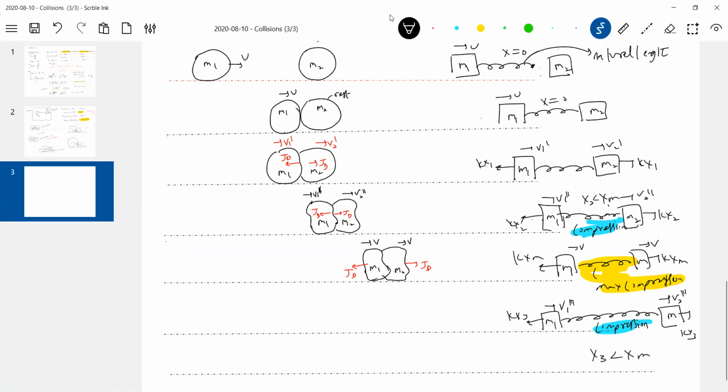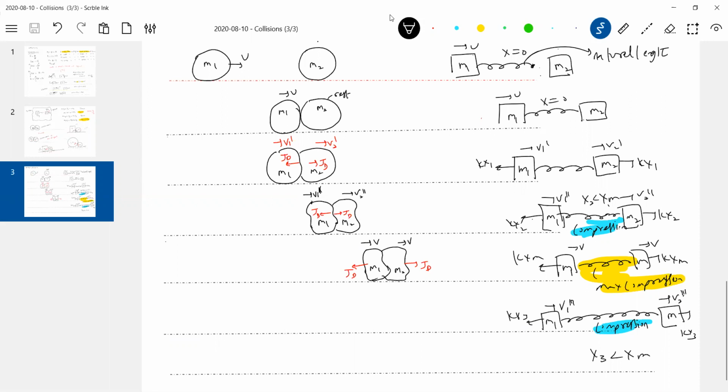Now after this, what should happen? There, maximum compression. After maximum compression, again there'll be a compression only, no? So shall I say that the blocks got deformed? Now what do they do? They'll try to come out of deformation. So after compression, the compression keeps on decreasing.